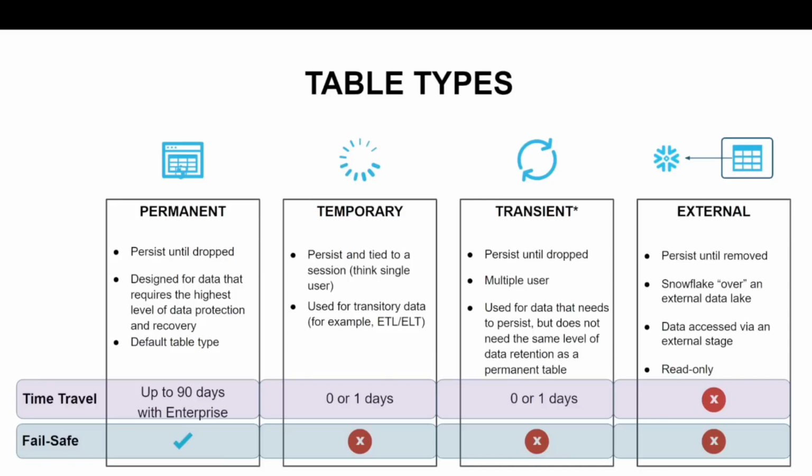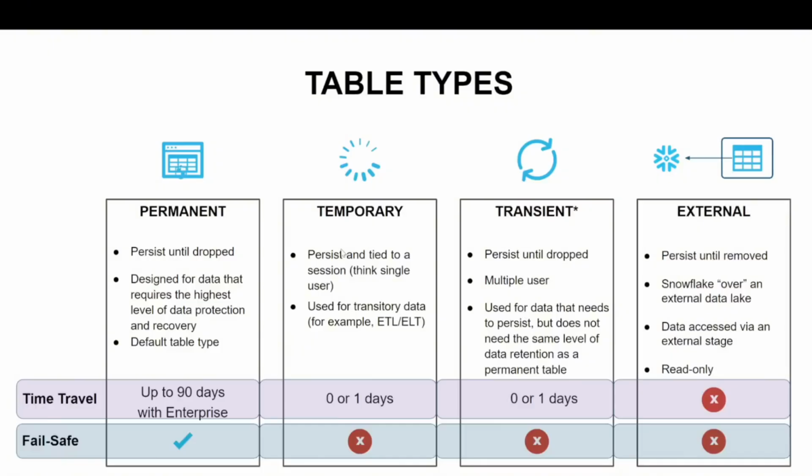It also includes fail-safe. Let's say you have a time travel period of 90 days and you were not able to recover the lost data within that 90 days. There is always a 7 days grace period from where you can retrieve the data through the fail-safe option. So these are the different features of time travel and fail-safe in terms of a permanent table. Now let's see what a temporary table is.